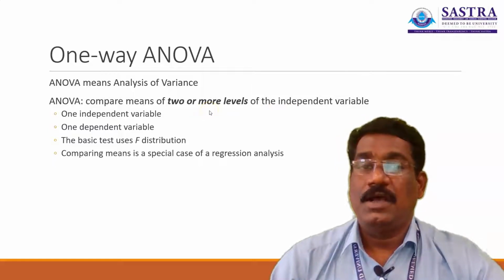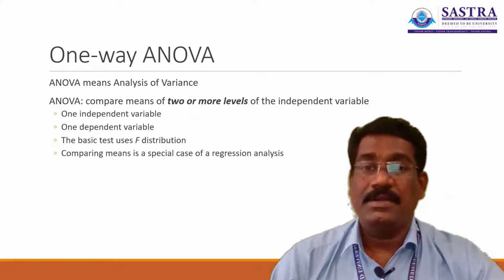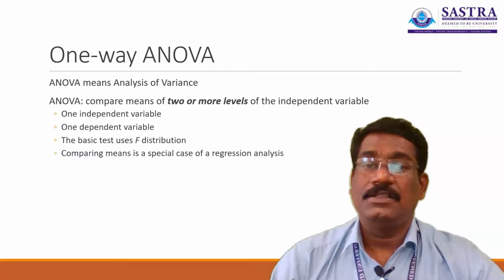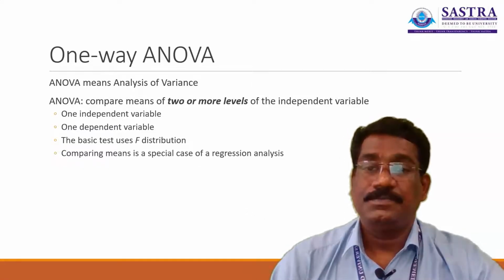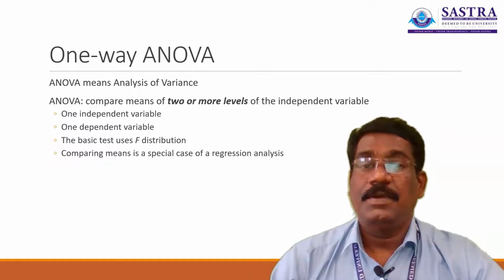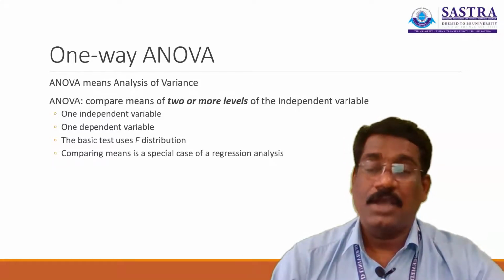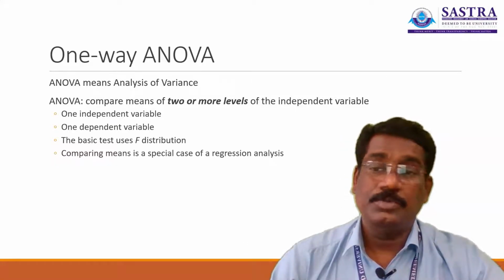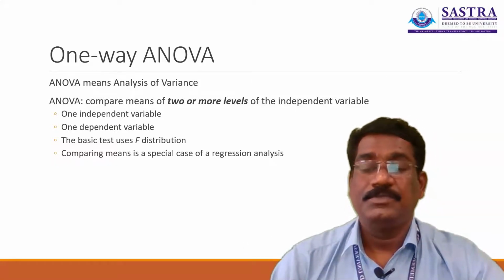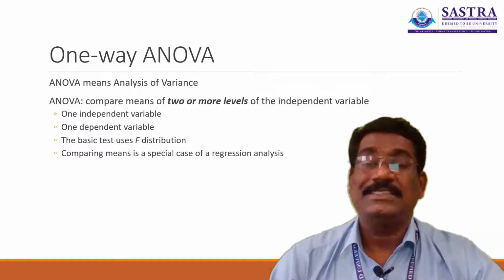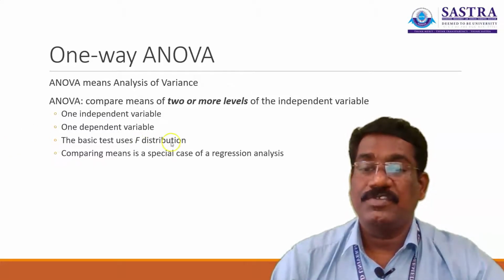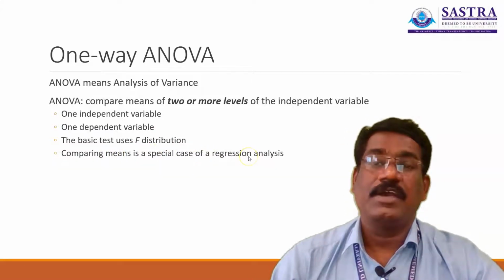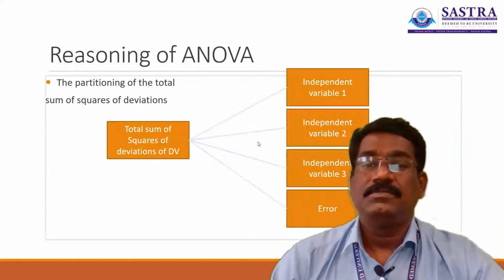So in this one-way ANOVA, we need one independent variable and one dependent variable. So here the purchase behavior is the dependent variable. And when you look at the different income groups, they become the independent variable. The basic test used is the F distribution. You can see here, I have given here. So comparing means is a special case of a kind of regression analysis.